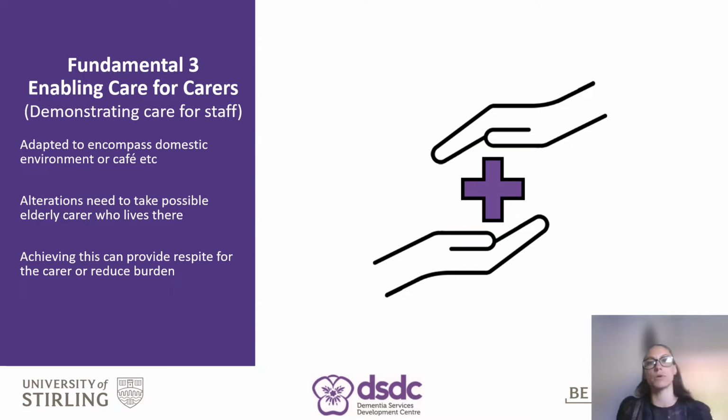Fundamental 3, the wording had to be altered slightly to apply to the domestic environment as well as other non-caring environments such as libraries or cafes. The original wording was really in relation to a formal care setting. So many of the design alterations to the home should be mindful that the main carer might also be older and have age-related frailty as well. So we really need to take that into consideration, and they might also require mobility aids or have mild cognitive impairment or even dementia as well.